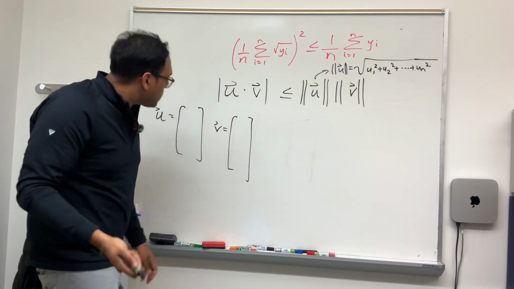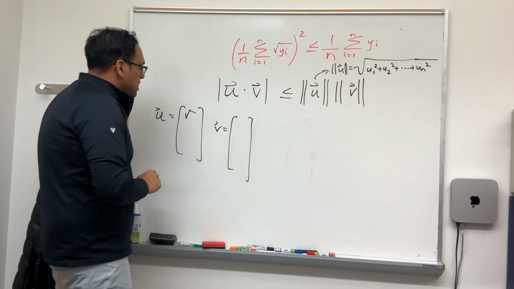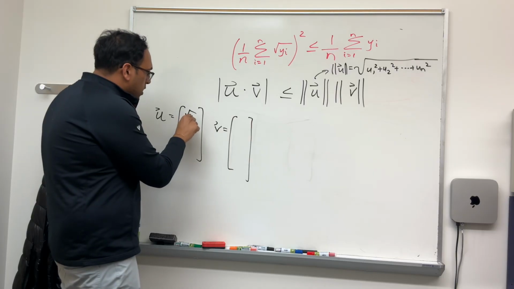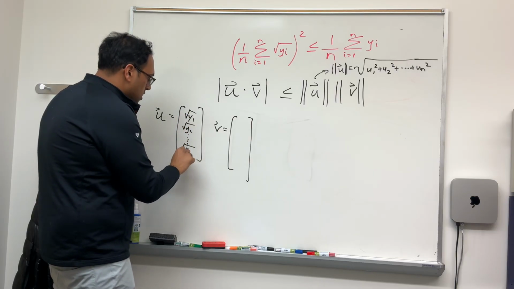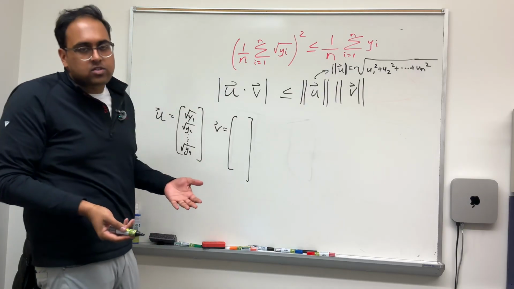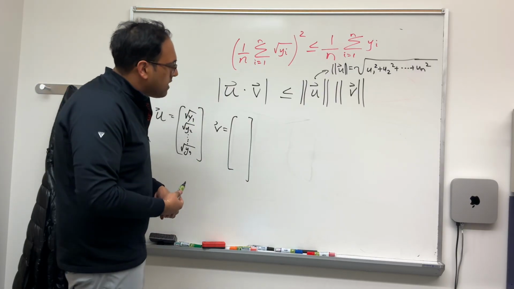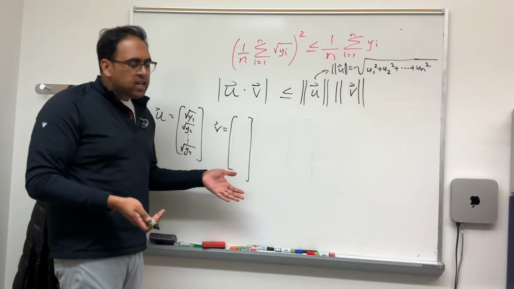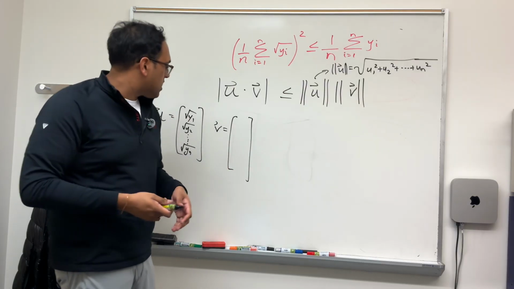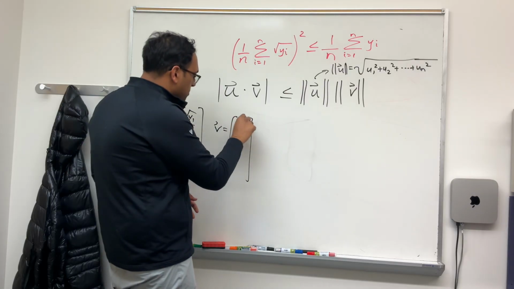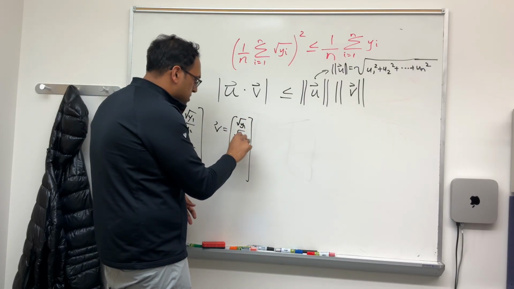Well, one idea is to say, why don't I put the square roots of my y's in one of the two vectors? Let's just say put it in u. Okay. What do I put in v? Well, many students may often think, why don't we just also put the same thing in v? Let's just try it out, see what happens.